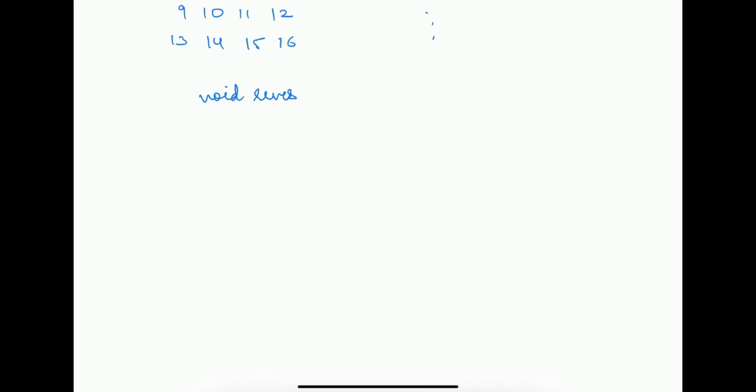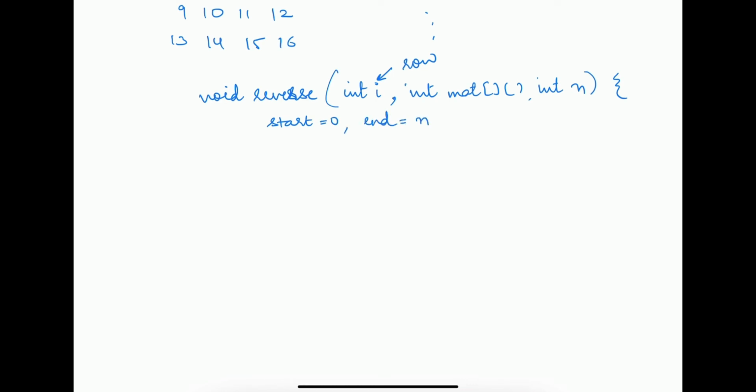We have to reverse each and every row. So I'll be passing the variable I, which basically means the row number, which row you want to reverse. Then the other one would be the matrix. And the third variable I will be taking is n, the size of the square matrix. I'll be taking two variables, start as 0 and end as n minus 1.